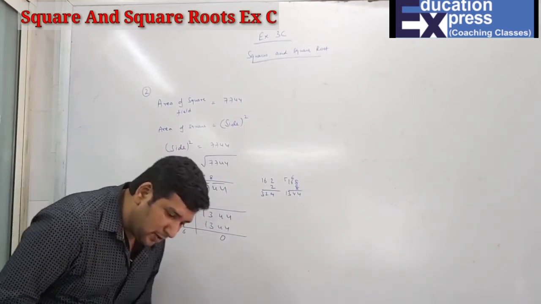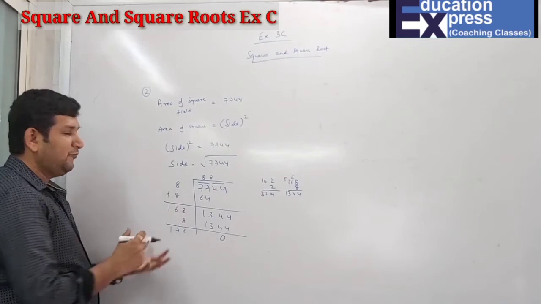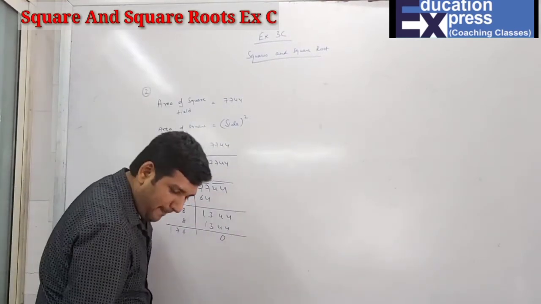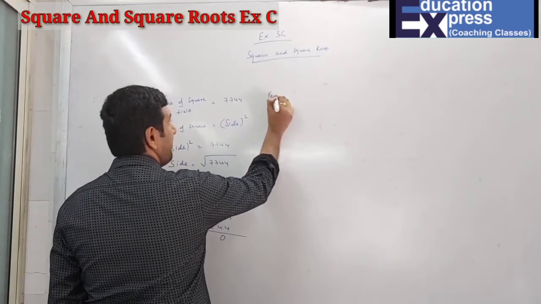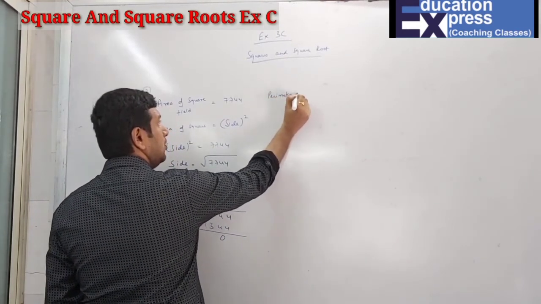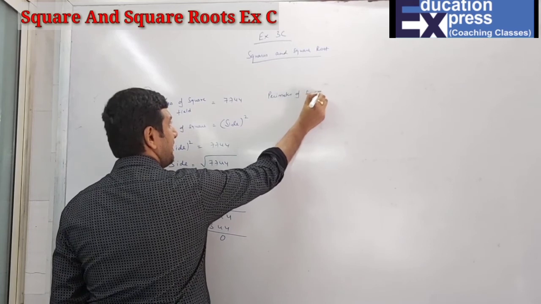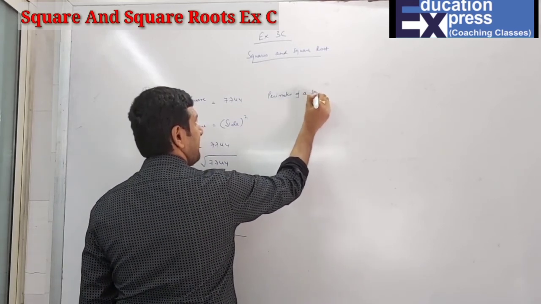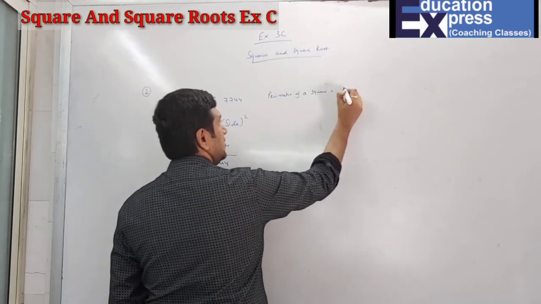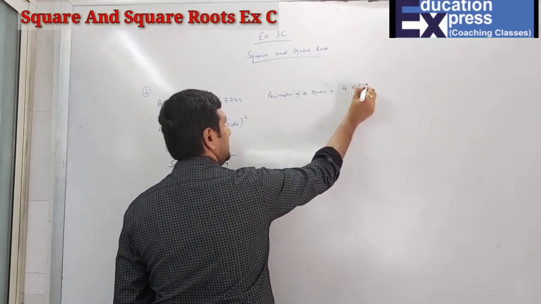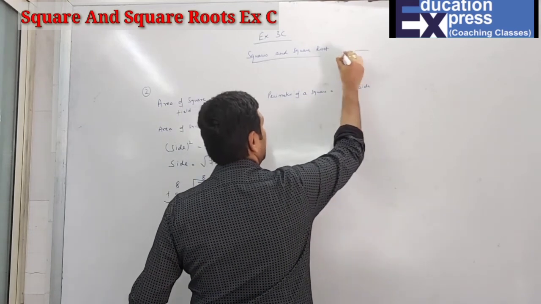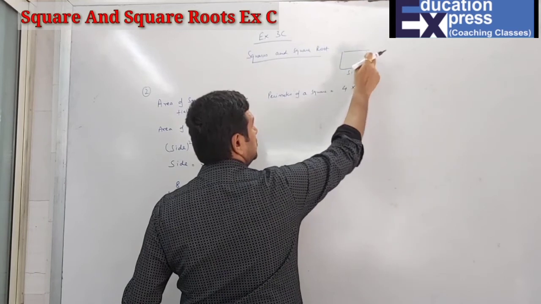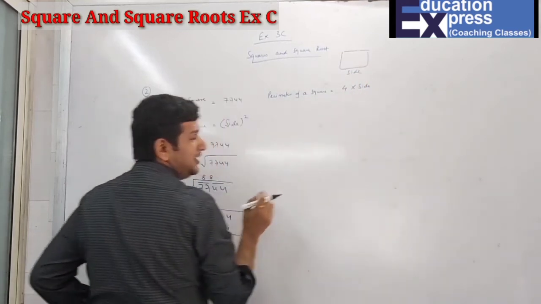And hence, what they have asked is the perimeter. So over here we have found the side, students. Over here, what is the perimeter of a square? Perimeter of a square is 4 multiplied by side. Reason, students: when I have a square, we all know that all sides are equal. So how many sides are there? 1, 2, 3, 4. So 4 into the side is the perimeter.